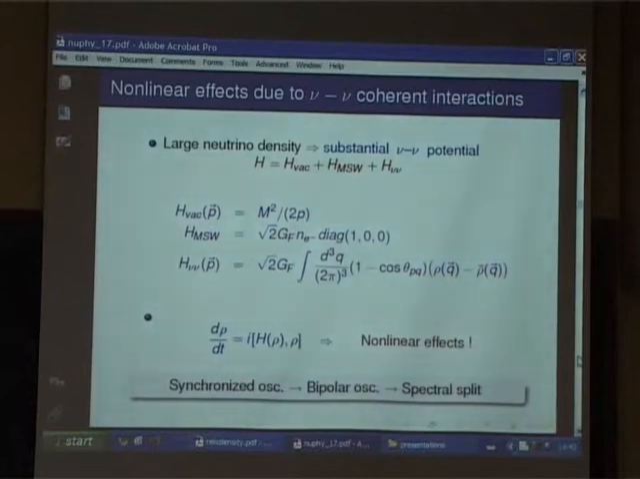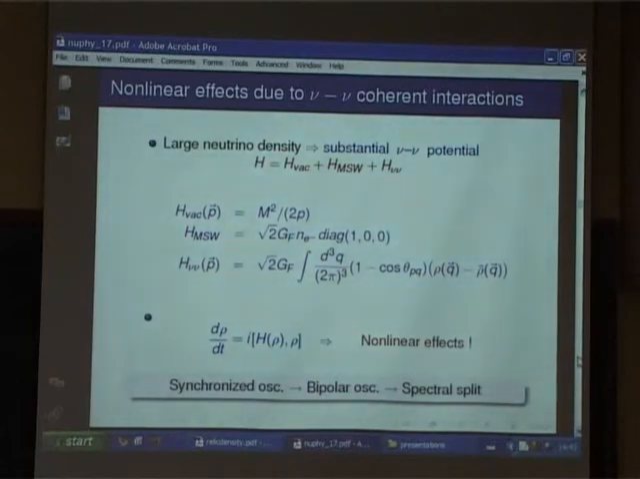Now inside the sun, what happens? Large density, the mixing angle is pi by 2. So normally you would say mixing angle pi by 2 means no flavor conversion because sin^2 2θ is 0. This is what people thought for many, many years. Half of my supernova papers have been done on this. No. The reason is the following.